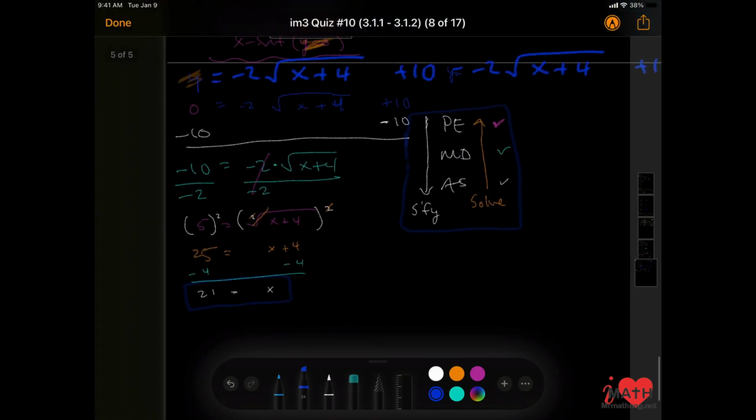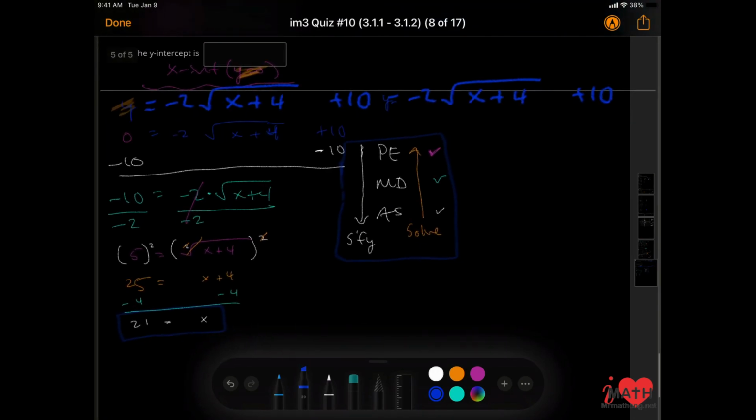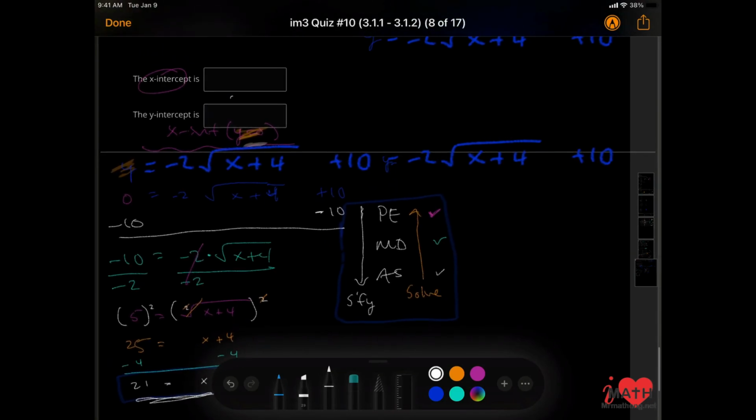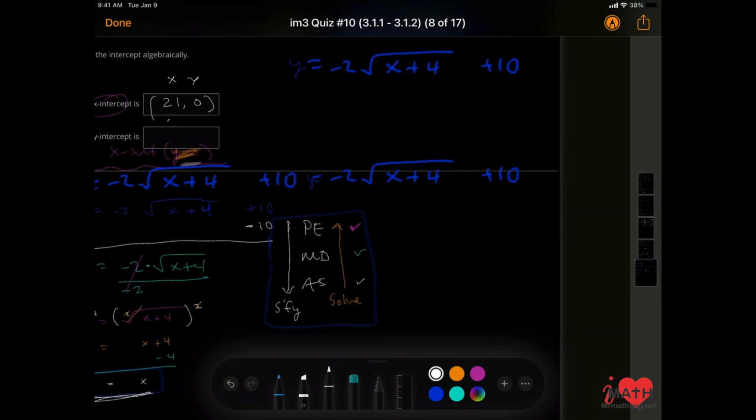Okay? So to review that problem, when we made y 0, x was 21. So for the x-intercept, x, y, that would be 21, comma 0. That is our x-intercept. Okay? Let's do the same thing on the other side.